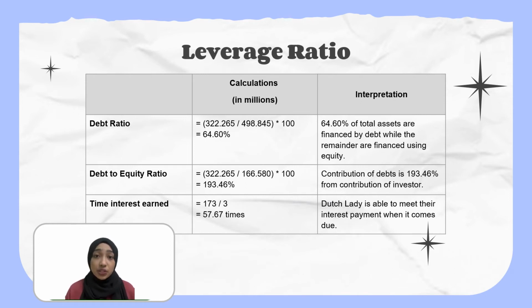Firstly, the debt ratio is 64.6% by using the formula that we have discussed earlier. As for the interpretation, 64.6% of the total assets are financed by debt, while the remainder is financed using equity. Next, we found that the debt to equity ratio is 193.46%, meaning that the contribution of debts is 193.46% of the contribution of investors. Lastly, the times interest earned is 57.67 times. This means that Dutch Lady is able to meet its interest payments when they come due.